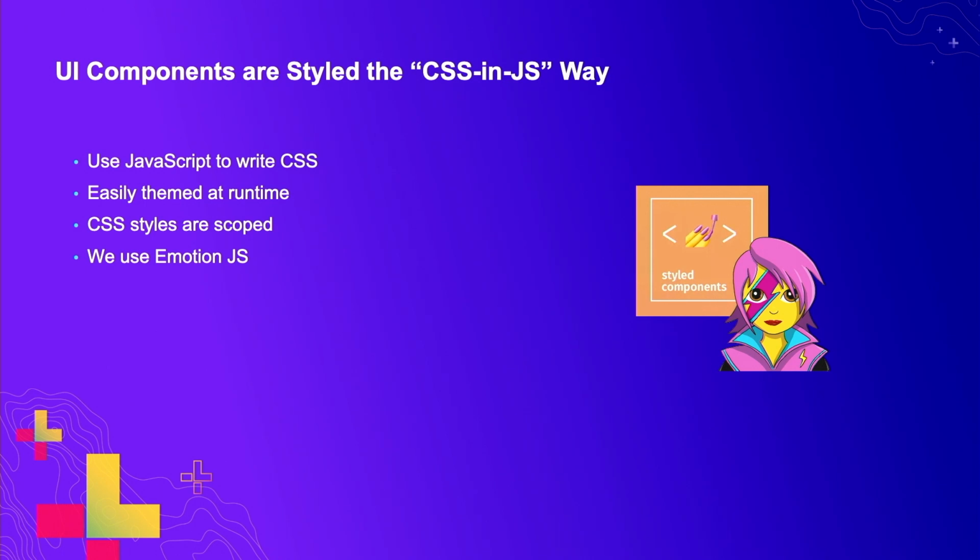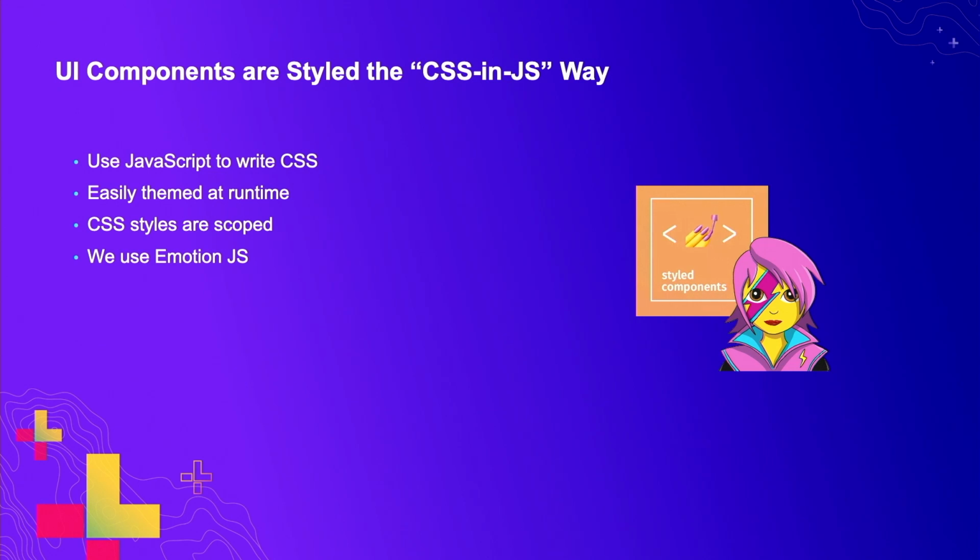And then the CSS styles are scoped. So this will avoid any gotchas with class name conflicts and allow you to write CSS targeted to only the components or widgets without worrying about overriding other styles. And by the way, in Experience Builder, we use Emotion.js as the third-party library.